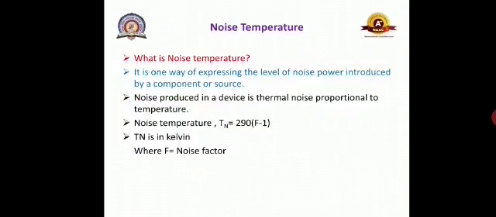Another method of expressing the noise in an amplifier or receiver is to use the noise temperature. Most of the noise produced in a device is thermal noise, and that is proportional to the temperature. The noise temperature is expressed in Kelvin, given by the formula Tn equals 290 into F minus 1. If an amplifier or receiver contributes no noise, then the noise factor F is equal to 1.